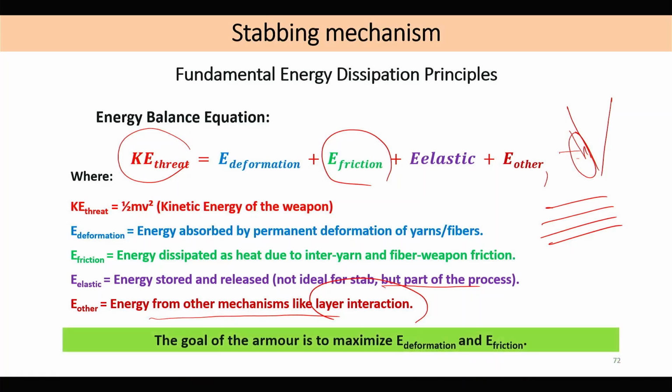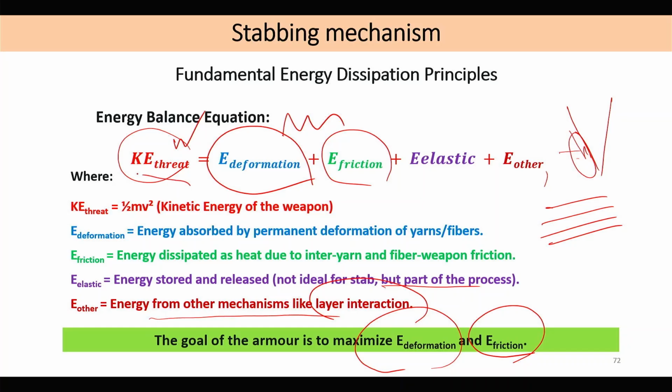So, the goal of armor is to maximize the deformation and friction, so as to absorb the kinetic energy of the weapon. It should get deformed to absorb energy, and there should be some inter-yarn friction or friction between the weapon and fiber. In this way, if we can aim the material science so that the kinetic energy of the weapon can be neutralized.